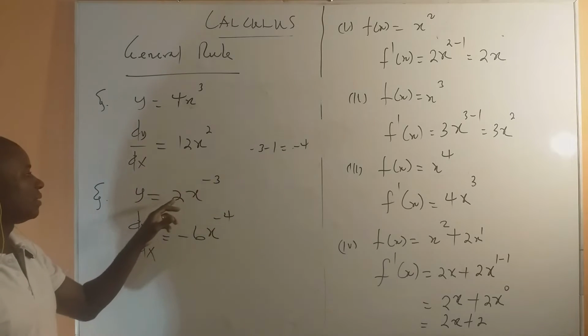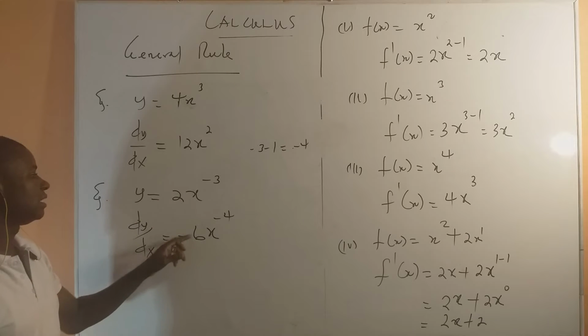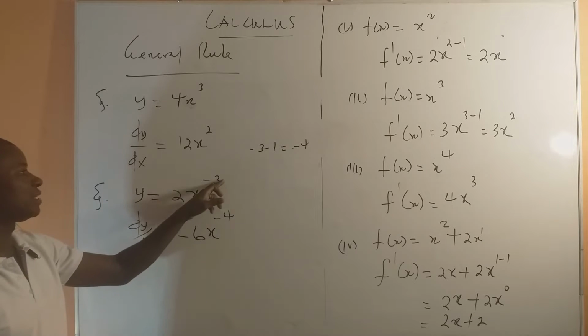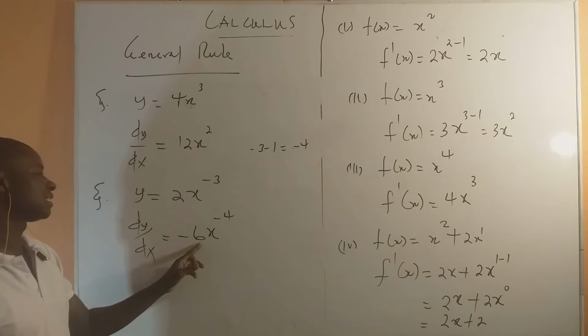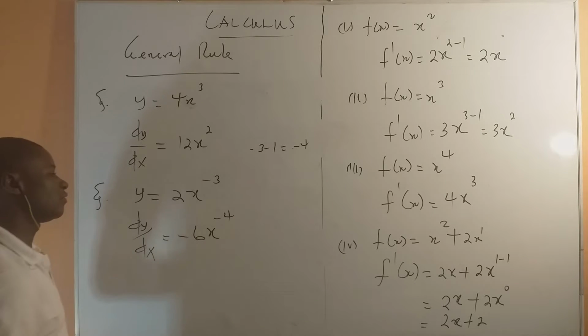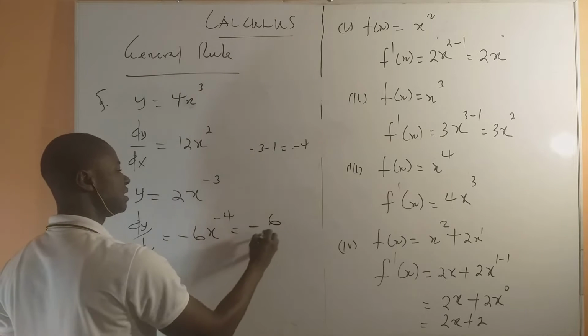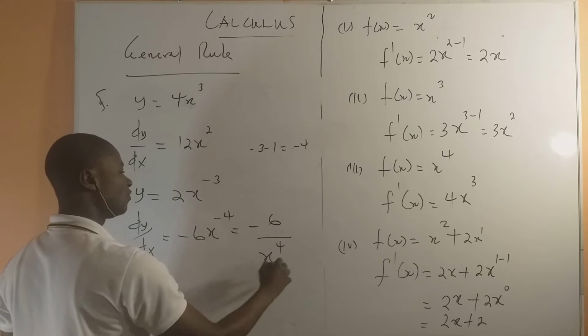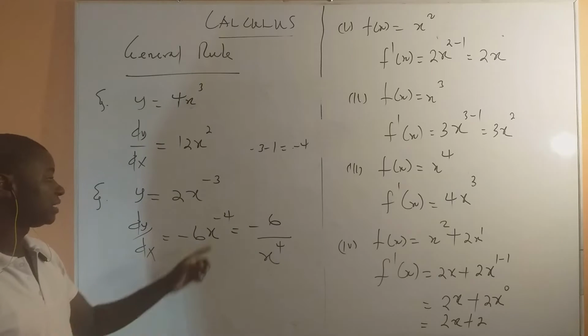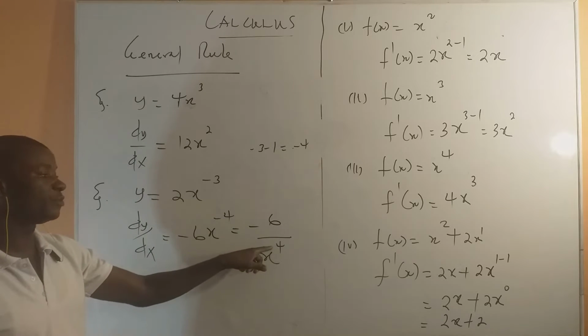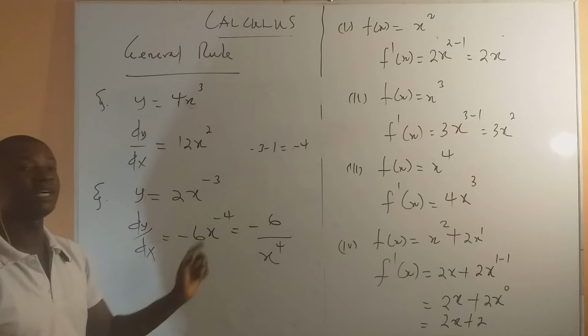So minus 3 times 2 will give us minus 6. Then we have our variable x here. Then we subtract 1 from the minus 3 and that will give us minus 4. So it's minus 6x exponent minus 4. And this can be written as minus 6 over x exponent 4. That is when we bring the x exponent minus 4 down, according to indices, the negative exponent will change to a positive exponent.